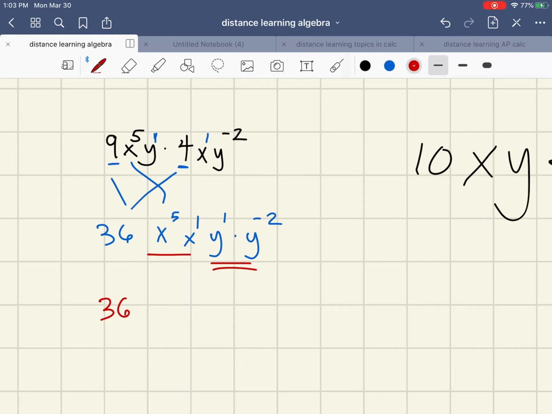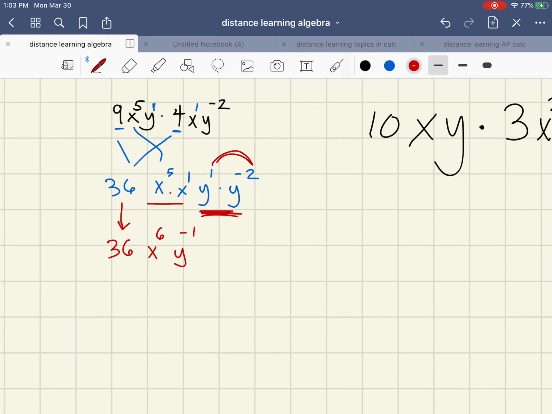So the 36 is just the 9 times the 4. X to the 5th times x to the 1st would be x to the 5 plus 1, which is 6. And then y to the 1st times y to the negative 2. I'm going to add these two together. I'm going to get y to the negative 1. And that's the application of that rule.